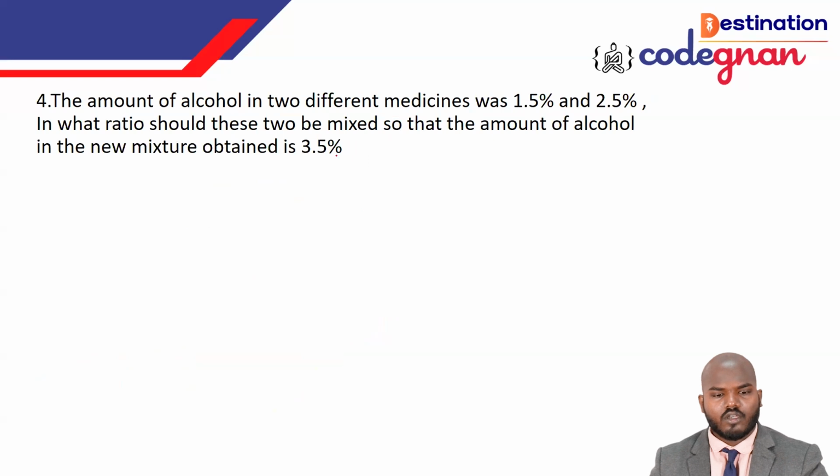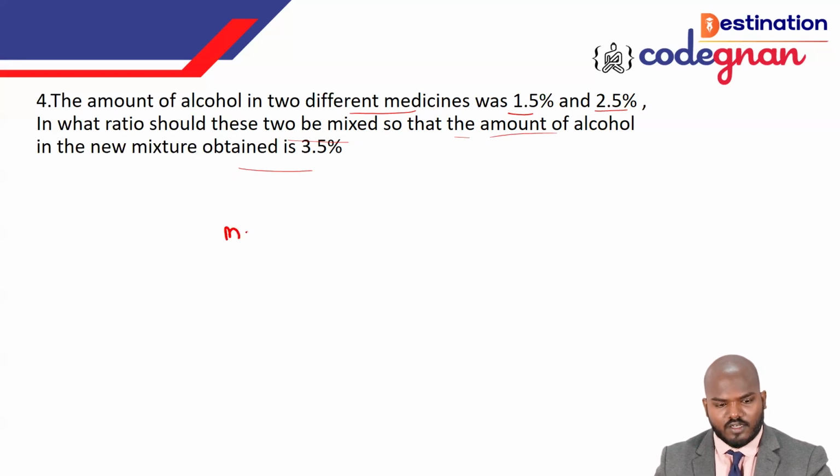See this one: the amount of alcohol in two different medicines is 1.5 and 2.5. In what ratio should these two be mixed so that the amount of alcohol in the new mixture is obtained? Here also we can use the same method. Alcohol in two different medicines, medicine 1 and medicine 2, is 1.5 percent and 2.5 percent. The new mixture you want here is 3.5. That is the value.